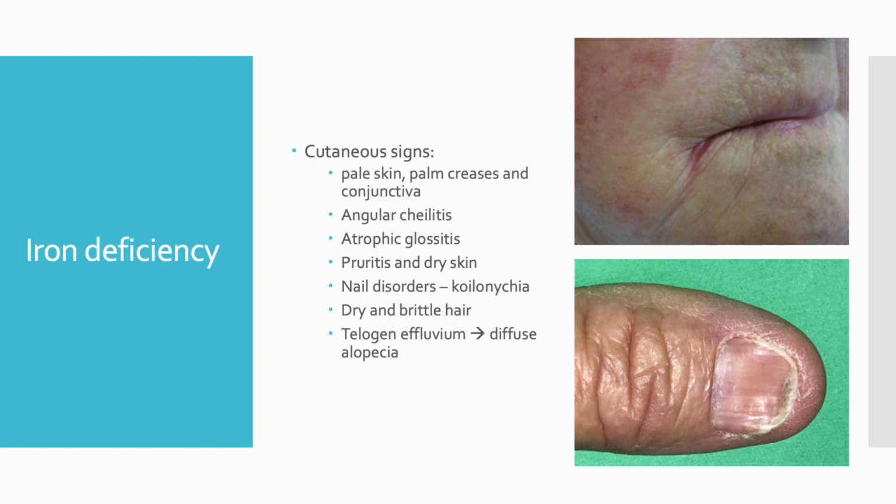Deficiency of iron produces a number of skin effects. So overall the skin is pale, particularly the palmar creases and conjunctiva. There may be inflammation of the angles of the mouth, so-called angular cheilitis, and there may be soreness of the tongue and atrophic glossitis. Iron deficiency can be associated with generalised itching. The hair may become dry, brittle and thin, and the nails may become abnormally curved or spoon-shaped, so-called koilonychia.